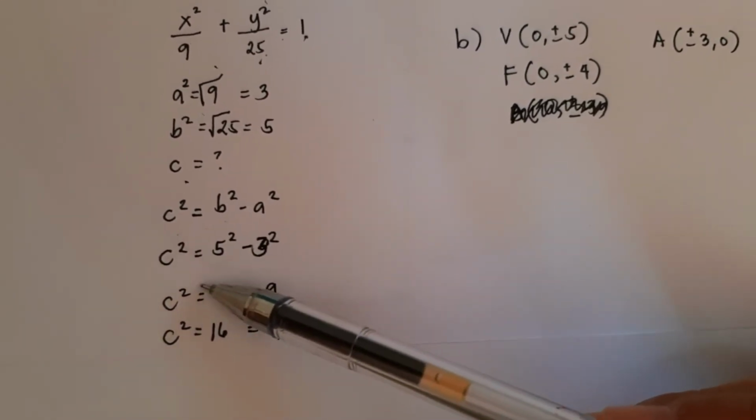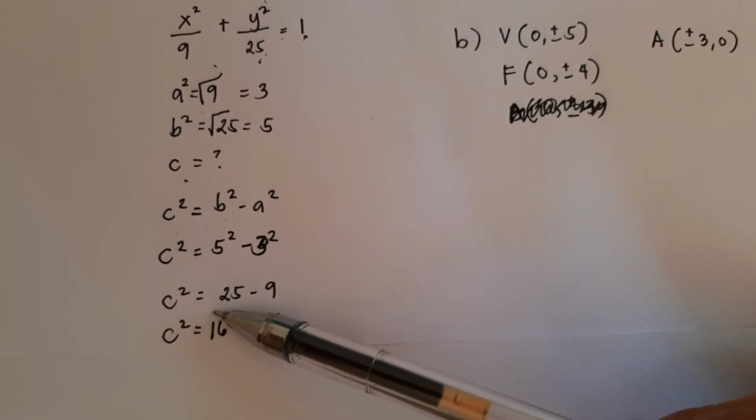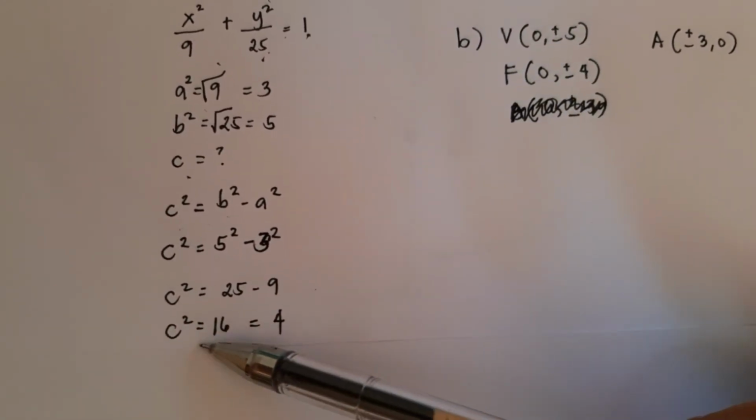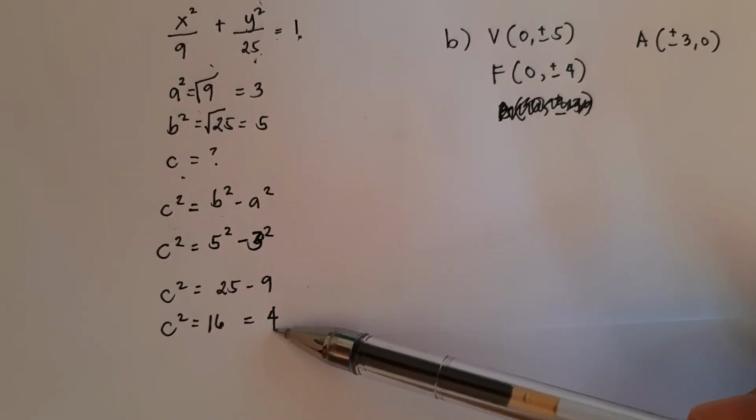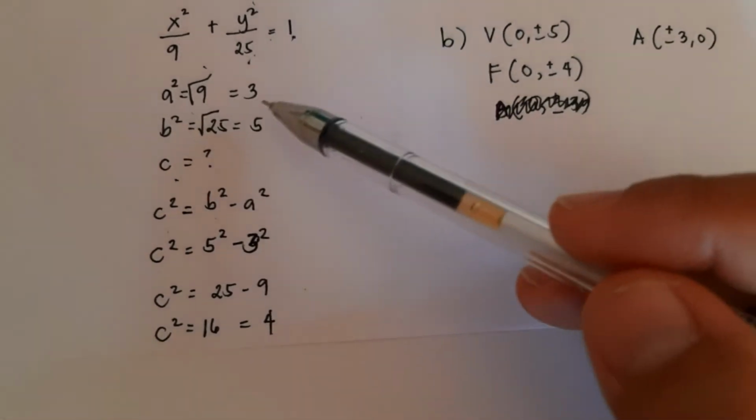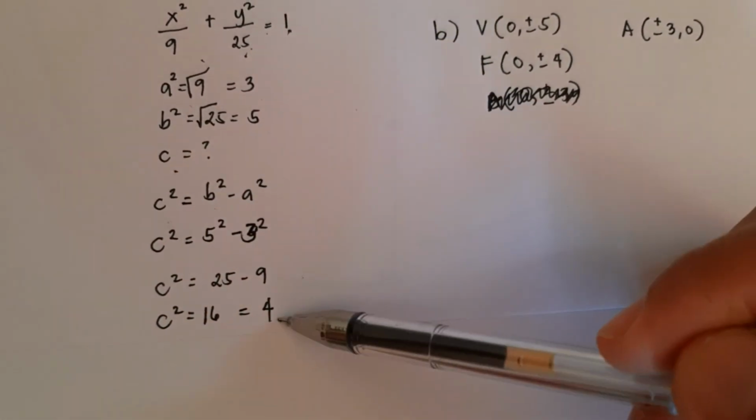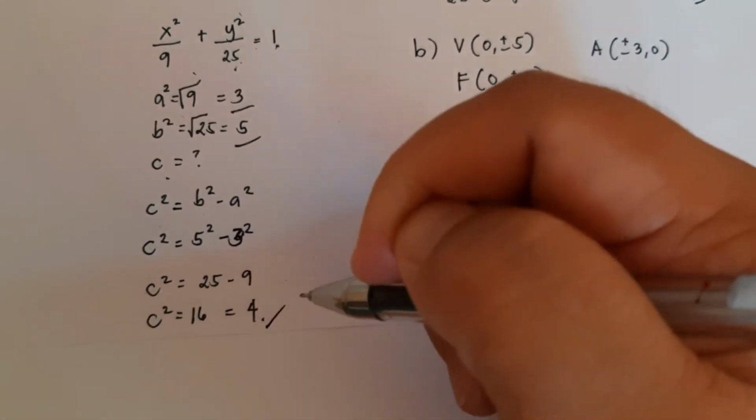So, C squared is equal to 5 squared minus 3 squared. So, therefore, you have C squared is equal to 25 minus 9. So, C squared is equal to 16. And the square root of 16 is 4. So, therefore, ang C mo na ngayon ay 4. So, meron ka ng value ng A, B, at C. So, ito yon: 3, 5, and 4.